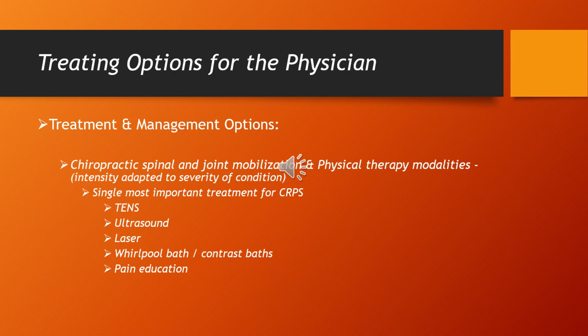Let's now move on to discuss some of the limited treatment options for CRPS. First, we have chiropractic treatment and physical therapy modalities. This is the single most important treatment for CRPS because it just makes sense that keeping the painful limb or body part moving improves the blood flow, that lessens the circulatory symptoms, and you maintain the flexibility and try to retain strength and function that you may be otherwise losing.